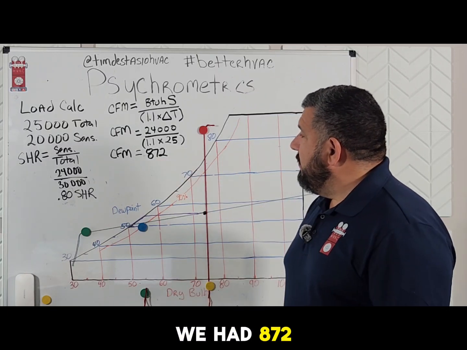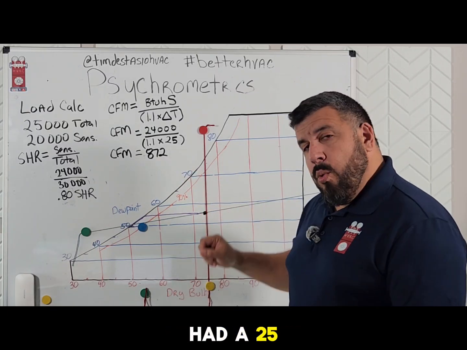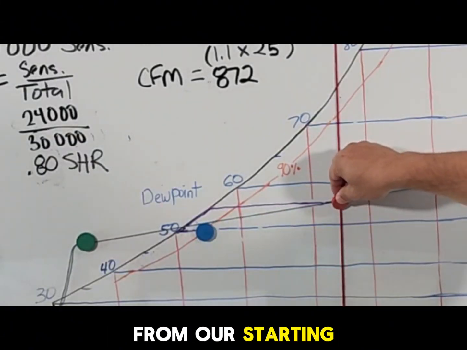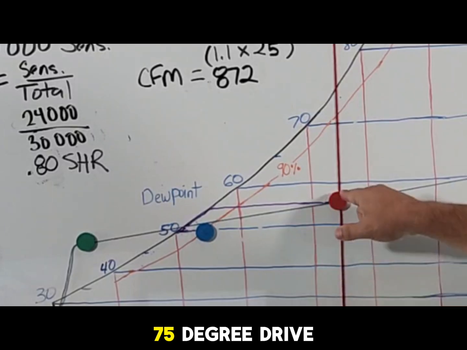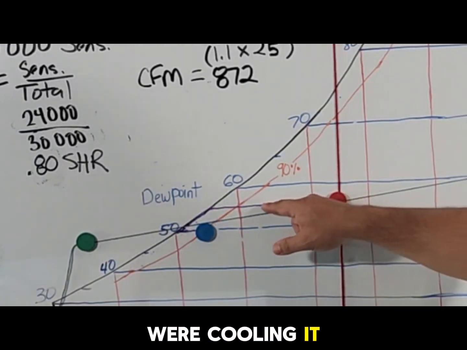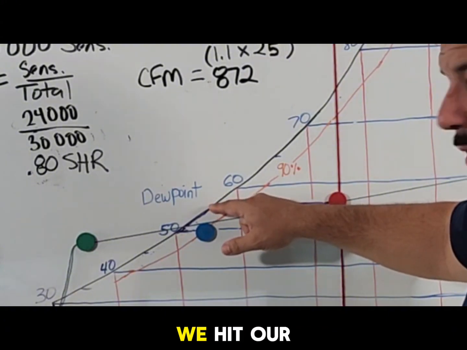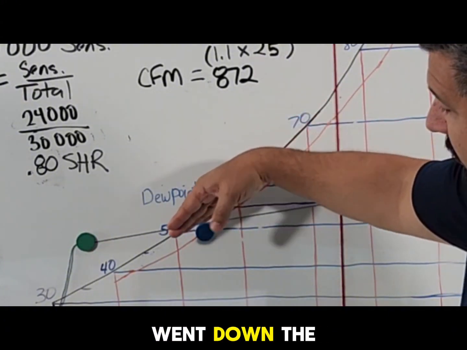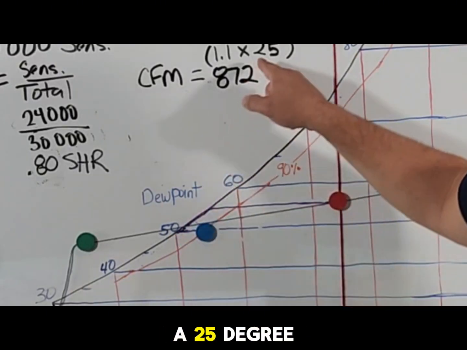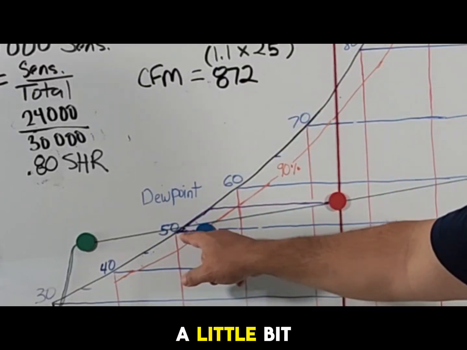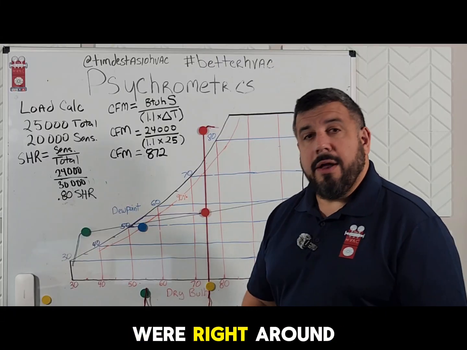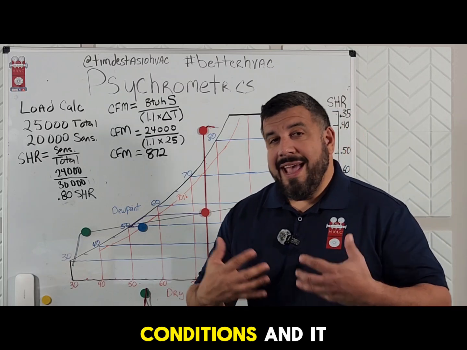But notice what happens when that old unit was running, and it did a great job. We had 872 CFM, and we had a 25 degree temperature drop. So we were cooling our air all the way from our starting point, which is our return air conditions, 75 degree dry bulb, 55 degree dew point. We were cooling it around a 20 degree drop. We hit our saturation curve, and then we went down the curve all the way until we hit 50 degrees. That gave us a 25 degree temperature drop. And yes, a little bit of air did bypass, so our supply air conditions were right around right there, and it maintained conditions, and it did a great job.